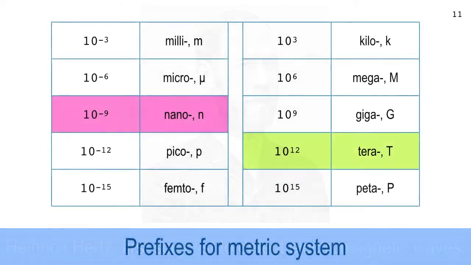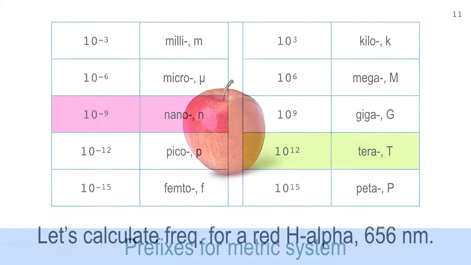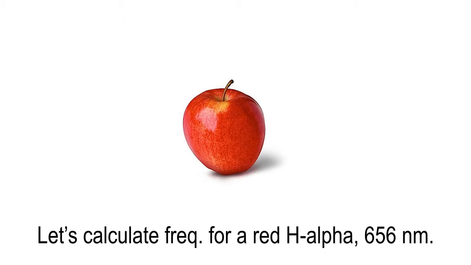Now we're going to do a little exercise here. Just to remind you, the metric prefix nano means 10 to the minus 9, and tera means 10 to the 12. So we're going to have some terahertz frequencies here. So just make a note, terahertz means 10 to the 12 regular hertz. All right? Now we're going to calculate the frequency for H alpha, the red color that we saw coming from hydrogen in lecture 1.